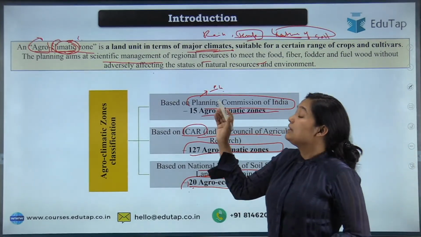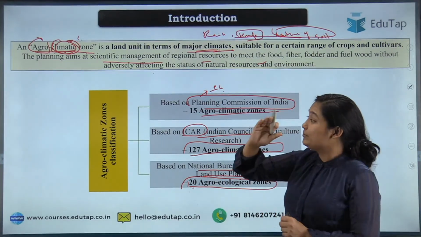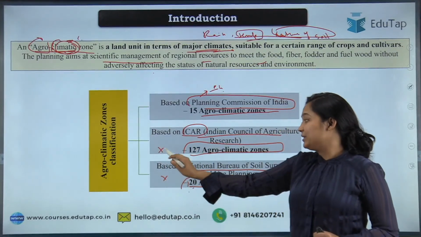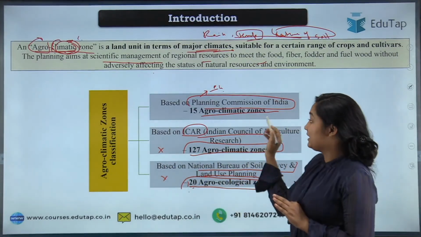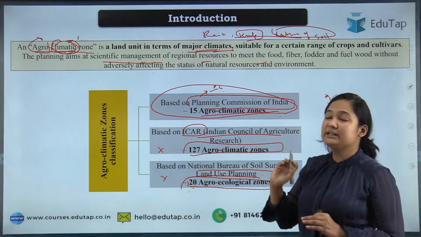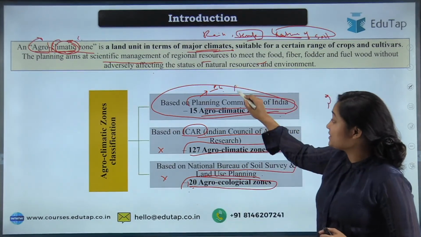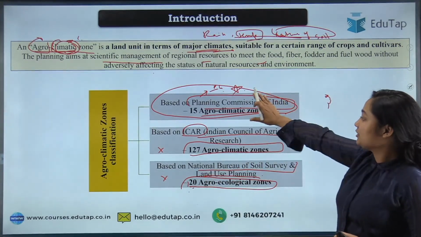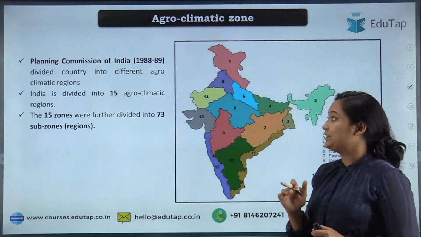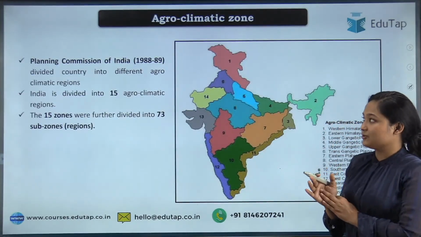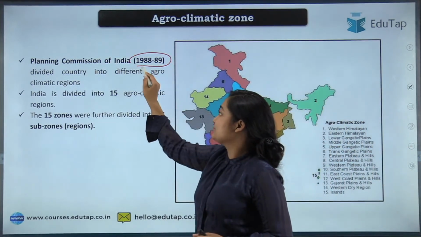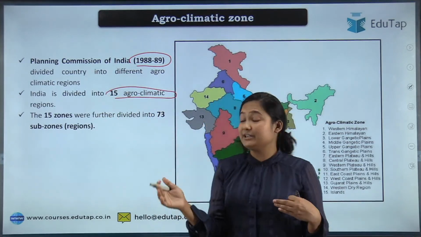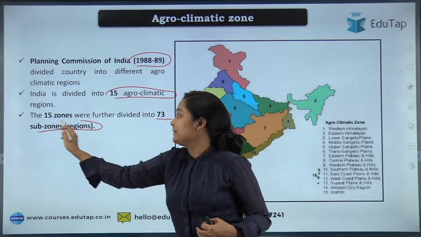Talking about your exam, the most important and major question, you can also note that no question has ever been asked from these two. So the most important division becomes this one according to Planning Commission of India. Today we will focus on that only because we are preparing smartly in these classes. So talking about the Planning Commission and 15 agroclimatic zones, these are your agroclimatic zones. The agroclimatic zone division was given in 1988-89. 15 agroclimatic zones were there, and they are further divided into 73 subzones.